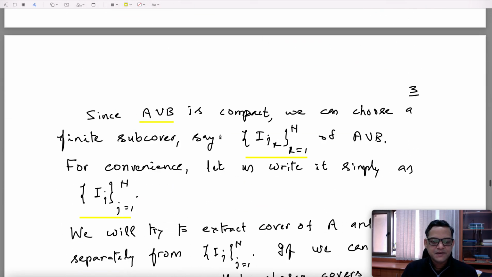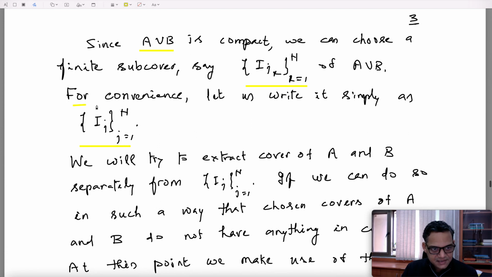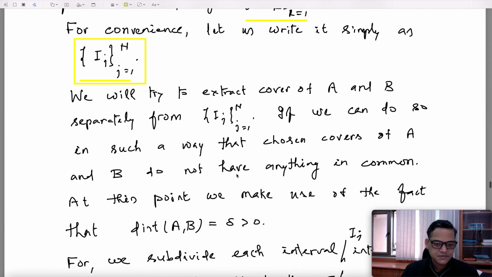Okay, so what we will do is modify the sequence which we started with, in such a way that we can choose covers of A and covers of B such that between these two collections, they do not have anything in common. That means if an interval is covering A, then it will not cover any part of B, and vice versa. So this is what we are going to do.